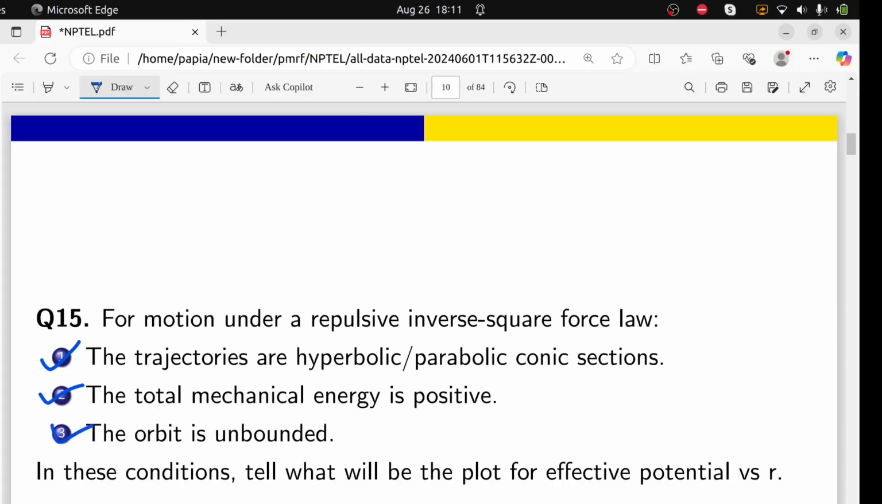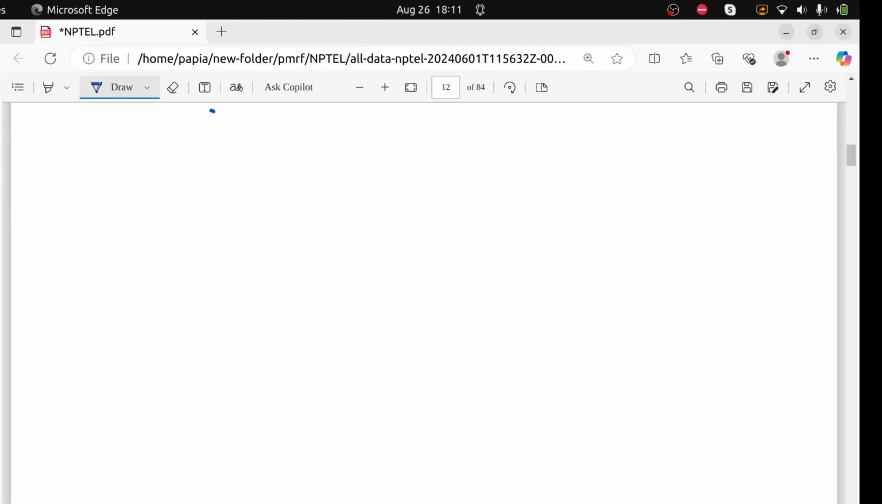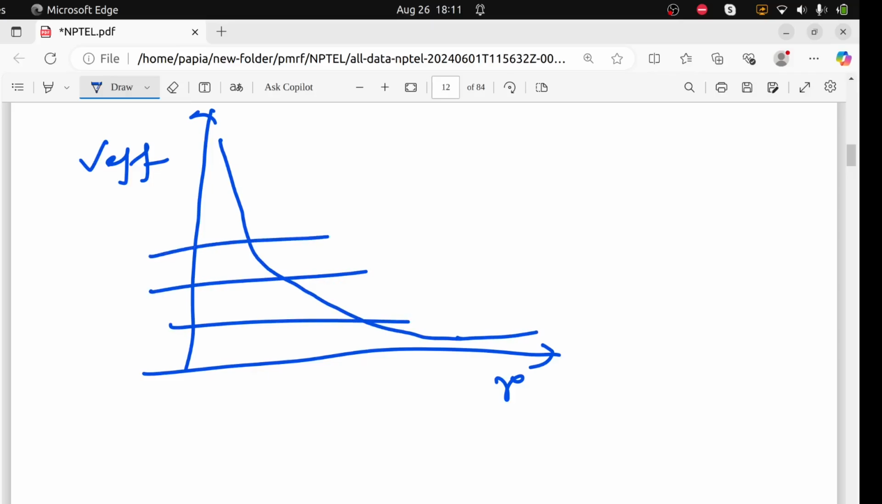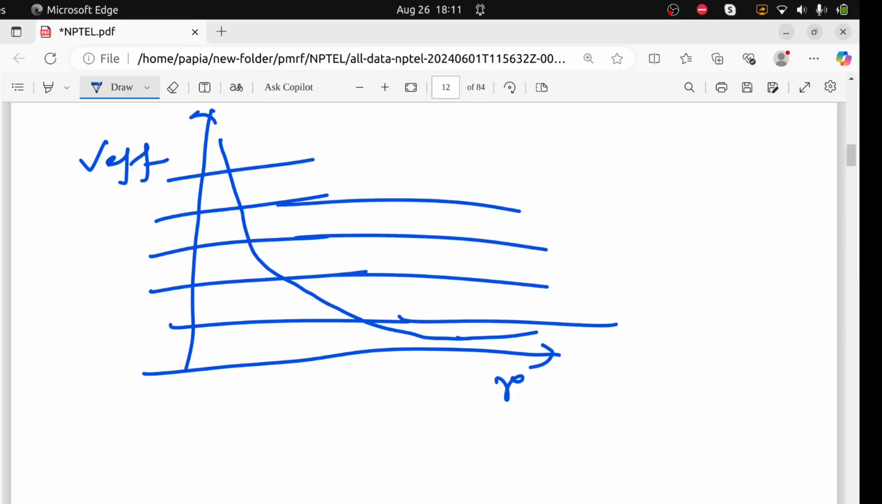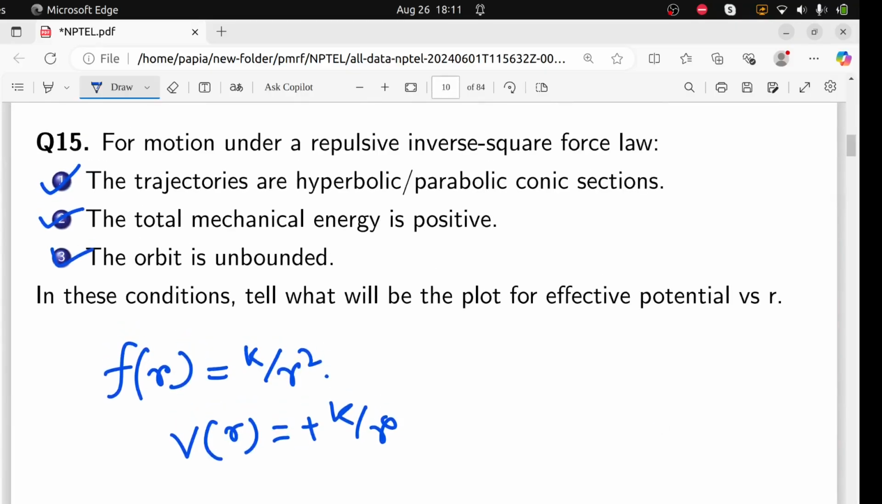In this condition, what will be the plot for effective potential versus r? That one we just did right now, that effective potential versus r will be like V effective and r, and it will be like this one. You can see that all the energy values will be positive only and it will be unbounded, because at the infinite point there will be boundedness. That's it. Okay, so I can just write it for this one as well.